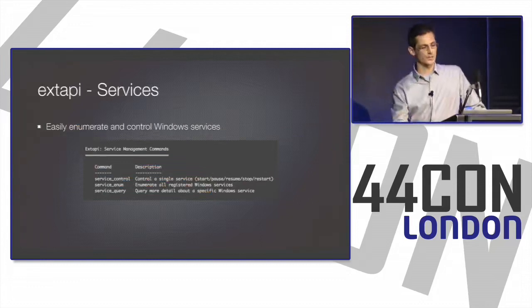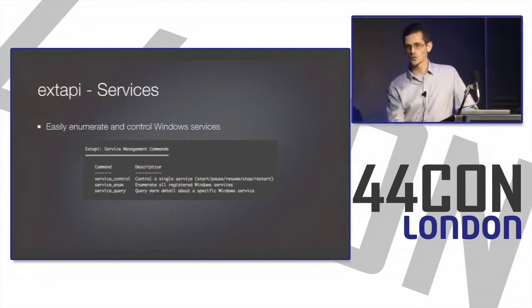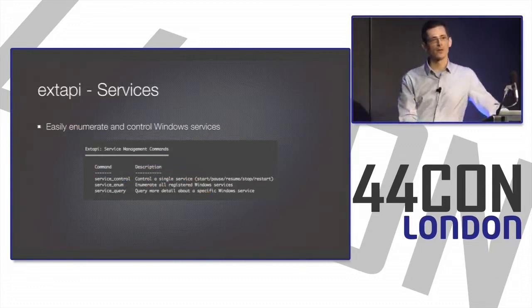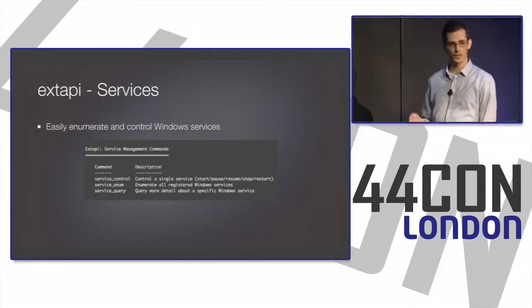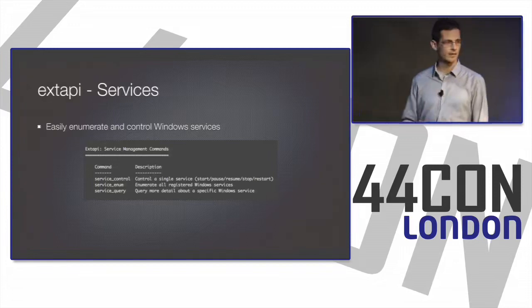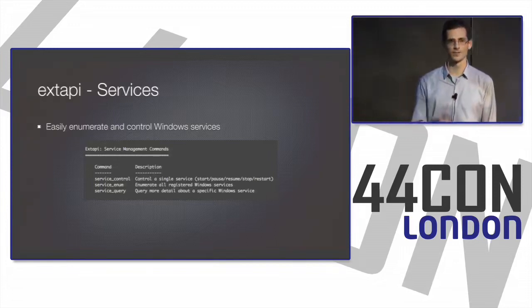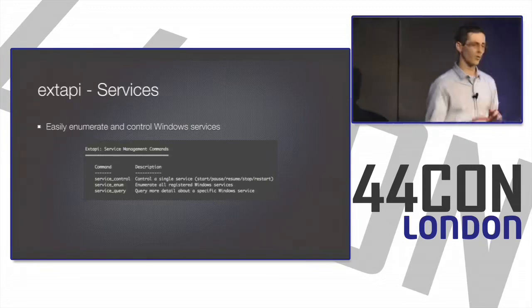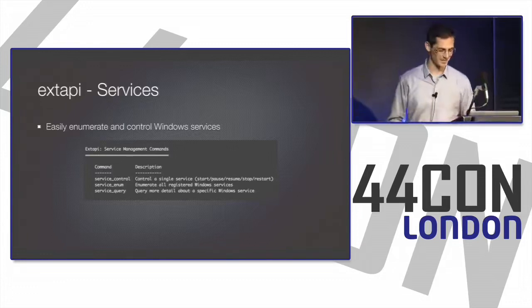Okay, service enumeration. Again, there's a number of post modules and other tools in Metasploit that allow you to do this already. But behind the scenes, they often use Railgun. Anyone use Railgun? One guy, and he looks upset. For a very, very good reason. Railgun's fantastic, and it's horrible at the same time. So the more we can move away from Railgun, I think the better.